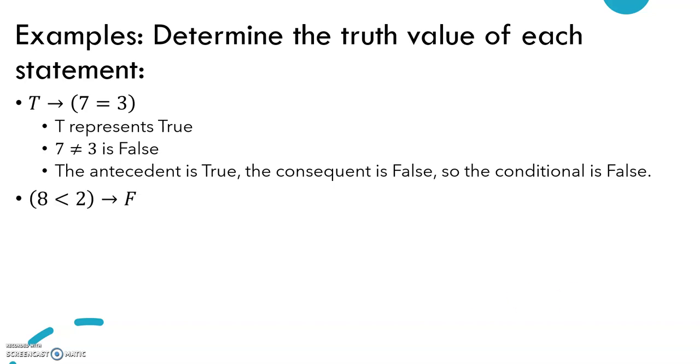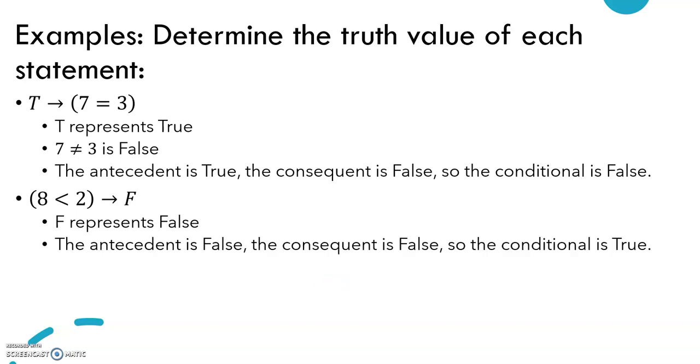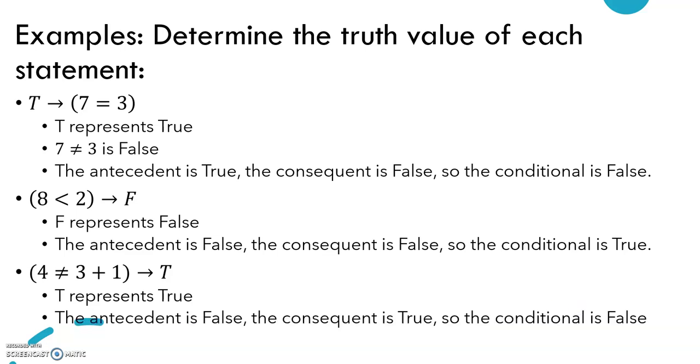8 is less than 2 implies false. F represents false. 8 is not less than 2. False and false, so the conditional is true. 4 does not equal 3 plus 1 implies true. 4 does not equal 4 is false. So we have false implies true. False implies true is true.